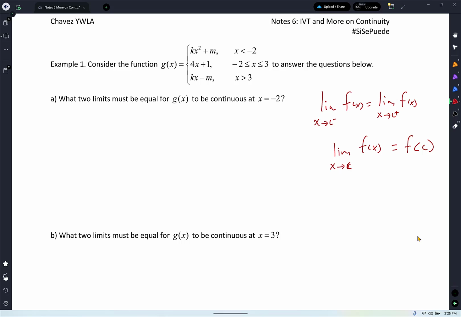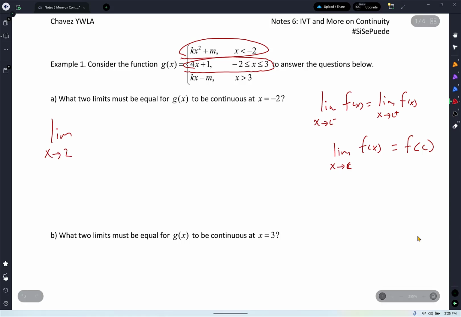I have a piecewise function. And let's see, what two limits must be equal for g of x to be continuous at -2? Well, the limit from the left better equal the limit from the right. So those two functions better be the same. So the limit as x approaches -2 from the left, which is kx squared plus m, better equal the limit as x approaches -2 from the right, which is 4x plus 1.